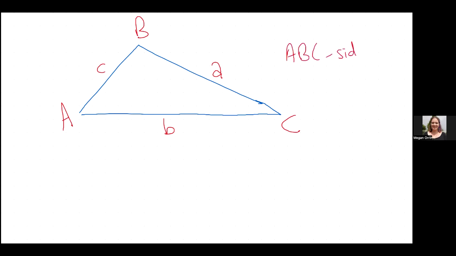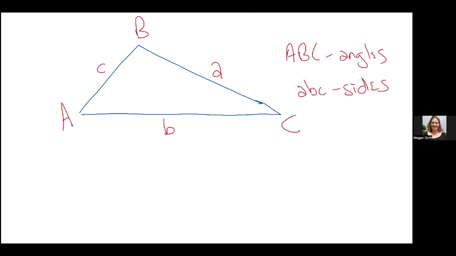No, I've written it backwards. A, B, C are angles, and a, b, c are sides. So what we need to do is make sure we always think about this. It does not matter which one is A, which one is B, which one is C, as long as the correct side is opposite the correct angle. As long as each thing is opposite its own letter, that's all we care about.